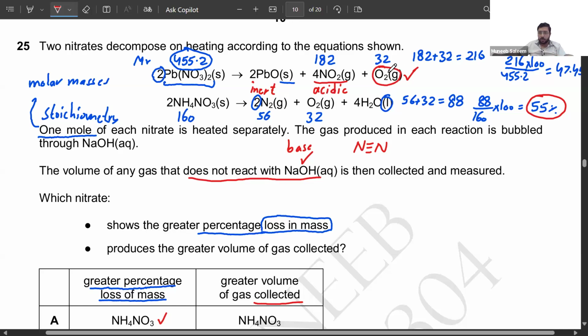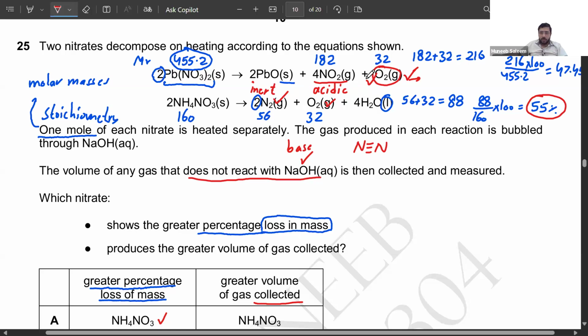What about the O2 in the first case? O2 is basically a neutral gas, so it is not considered to be acidic or basic. Oxygen gas will not react with the NaOH because NaOH is a base, so it has to react with an acidic gas. Since O2 is neither acidic nor basic, it will remain as such. So in both reactions O2 will be collected, as well as N2 in the second case.